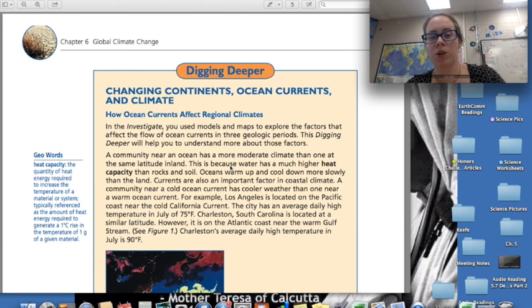Changing continents, ocean currents, and climate. How ocean currents affect regional climates. Please follow along with my cursor as I go through and read it and talk about it.